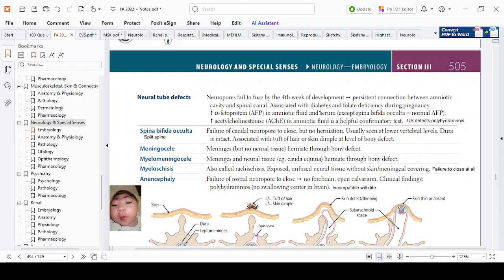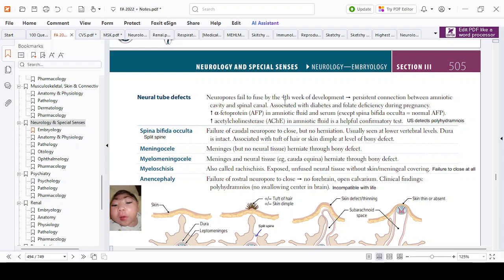So basically, why did this happen? It's because folate is required for DNA synthesis, and it helps in rapid cell division. So for rapid cell division we need folate. If folate is deficient, that will lead to defective neural folding, and defective neural folding will lead to the neural tube defect.